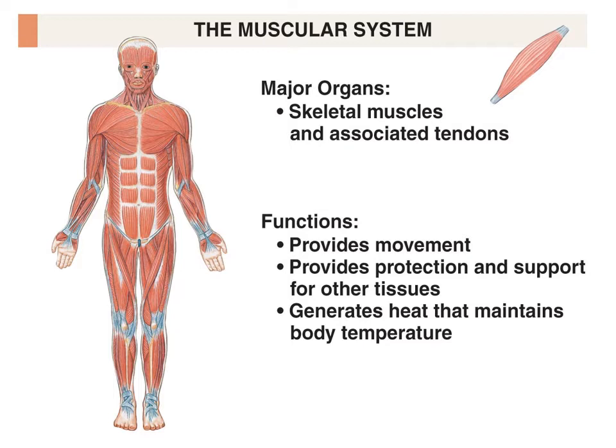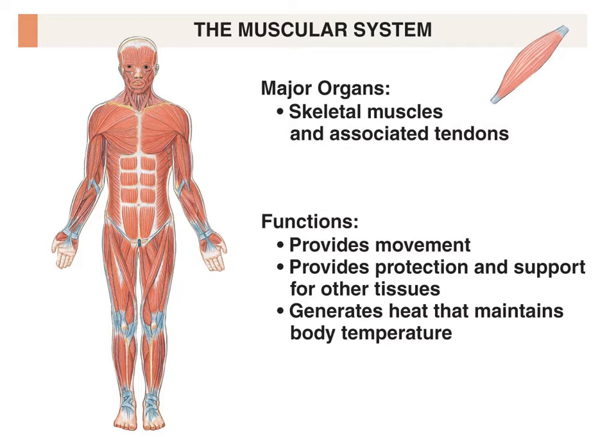The muscular system is made up of our muscles and also our tendons. I'll tell you now and I'll remind you later that muscles are connected to bone through tendons. So a tendon connects a muscle to bone. Ligaments connect bone to bone. So you'll notice that ligaments were part of the skeletal system.